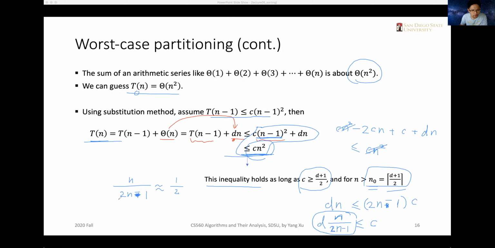So this quantity should always be smaller than 1 over 2. No, greater than 1 over 2. Okay. And if n 0 is d plus 1 over 2.